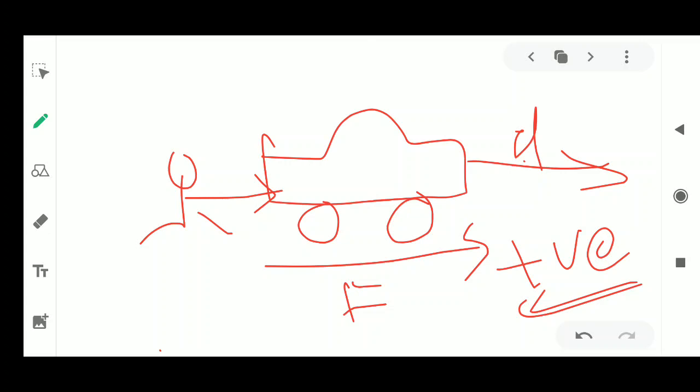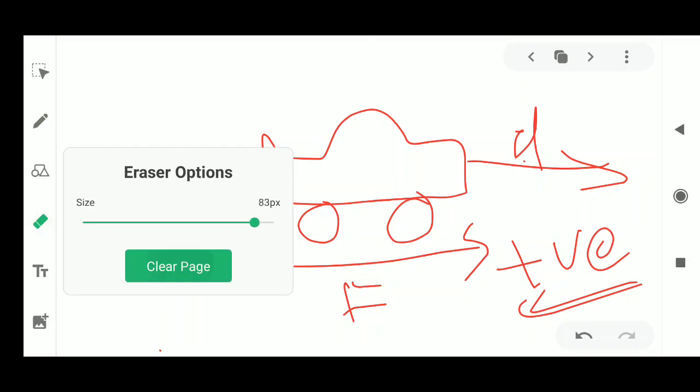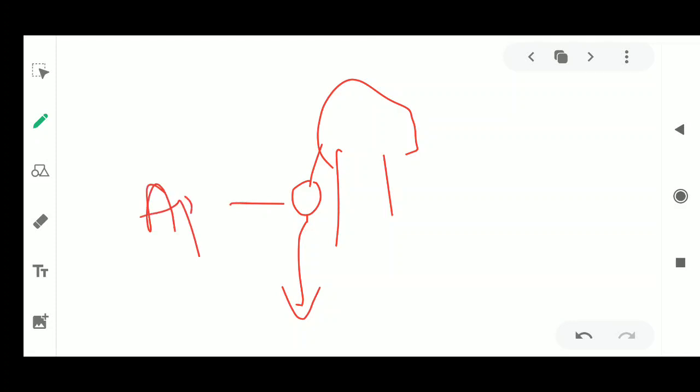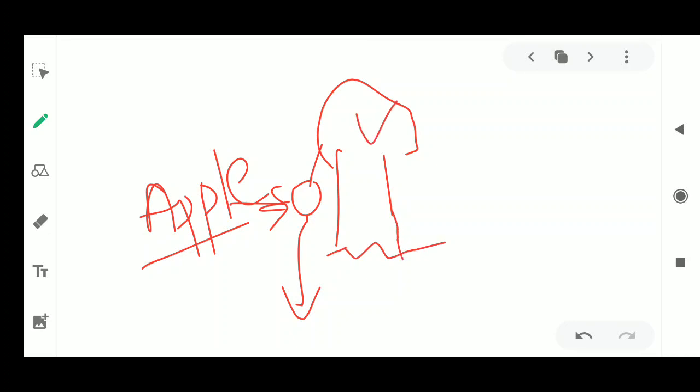Second case, apple. In the second case, apple. See, apple falling down the tree. When the apple is falling down the tree, in this case the displacement of the apple is in the downward direction. Okay, downward direction towards the ground.